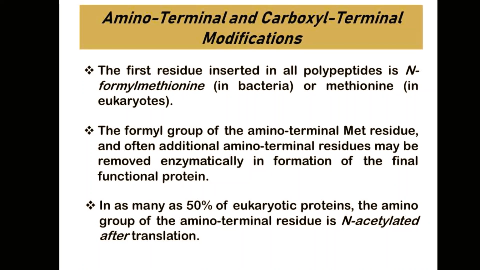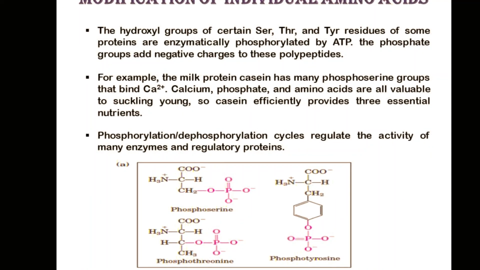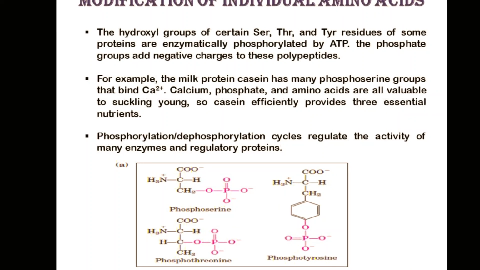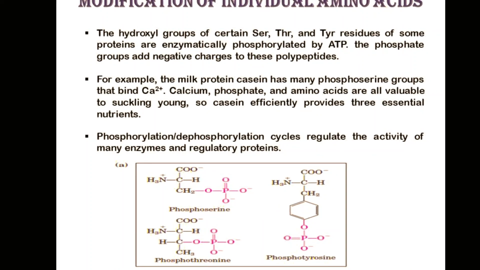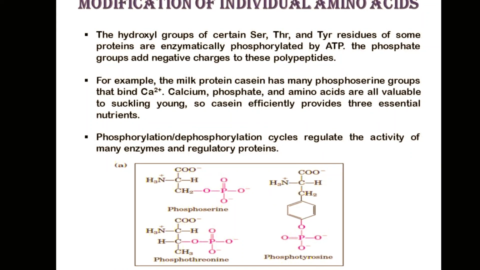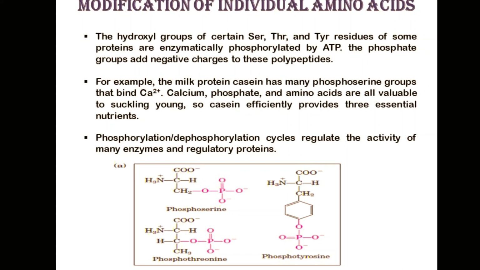In as many as 50% of eukaryotic proteins, the amino group of the amino-terminal residue is N-acetylated after translation. Carboxyl-terminal residues are also sometimes modified. The 15 to 30 residues at the amino-terminal end of some proteins play a role in directing the protein to its ultimate destination in the cell. Such signal sequences are ultimately removed by specific peptidases.